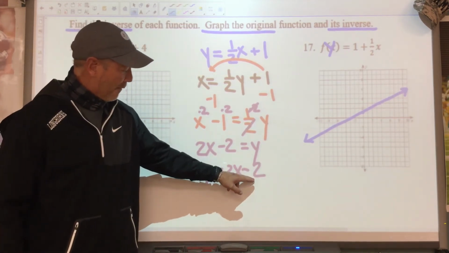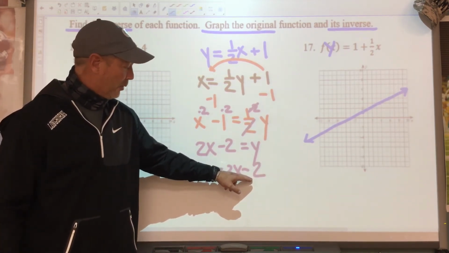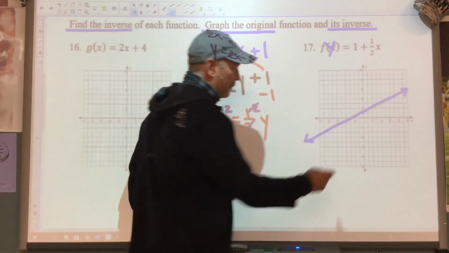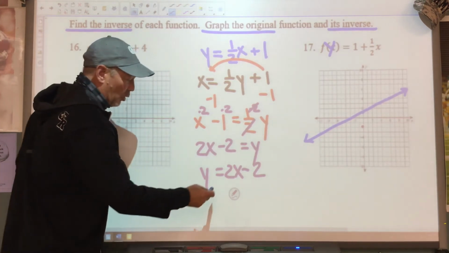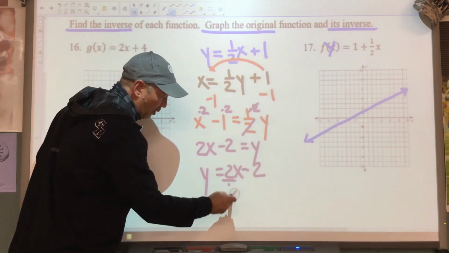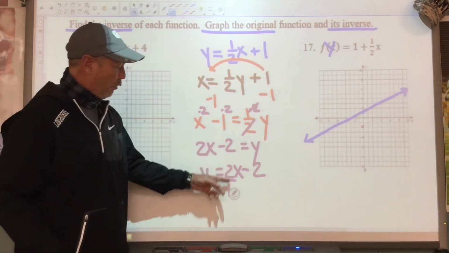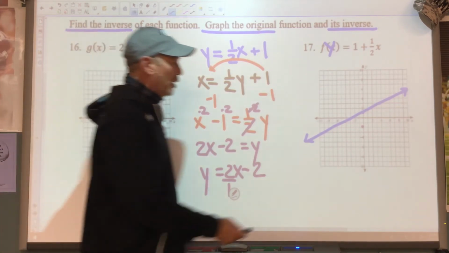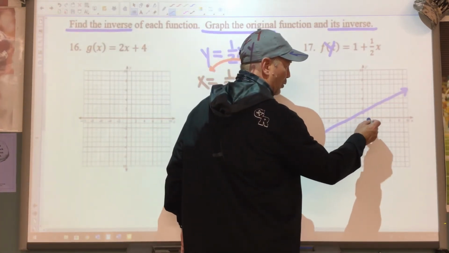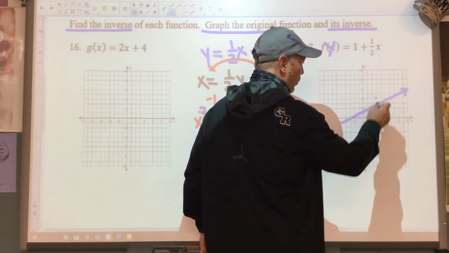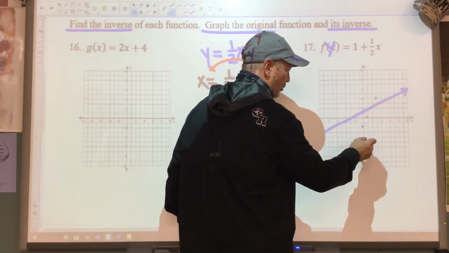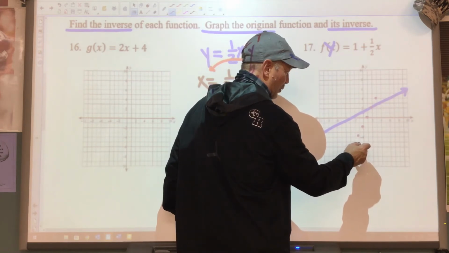We're going to start graphing. This is our y-intercept. We're going to put a dot at negative 2. Okay? Our slope. Slope is always a fraction. We're going to put a 1 right there. So this is 2 over 1. So we're going to go up 2, to the right 1, up 2, to the right 1. Or we could go down 2, left 1, down 2, left 1.